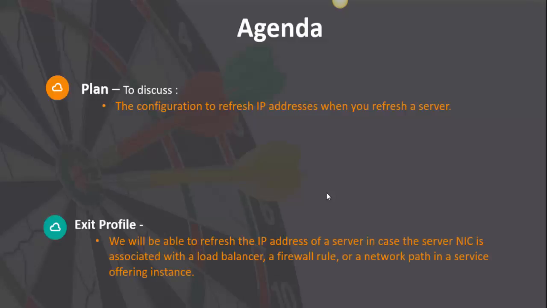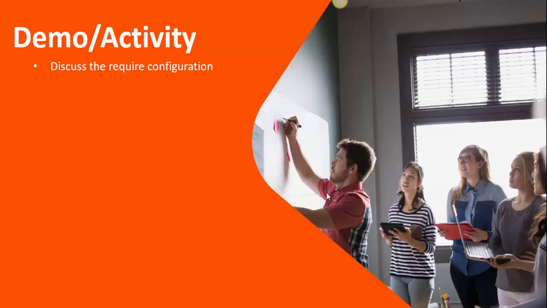Once you're done with the configuration, you'll be able to refresh the IP address of a server in case the server NIC is associated with a load balancer, a firewall rule, or a network path in a service offering instance. During the demo, we'll discuss the required configuration to enable this activity.